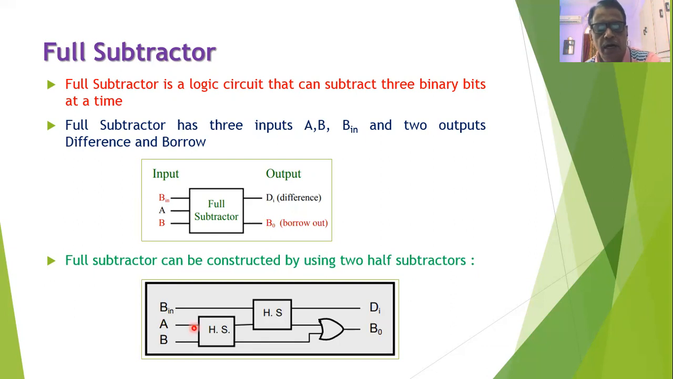Suppose A and B are applied to the first half subtractor circuit, then its outputs will be the difference and borrow. The borrow output is carried and further connected to the OR gate, and the difference output and borrow input are connected to the other half subtractor circuit. Its outputs again will be difference and borrow, and its borrow is further connected to the OR gate. So both the borrows of the half subtractor circuits are ORed together in order to get the borrow output, and the difference output of the second half subtractor will be the difference output for the full subtractor circuit.